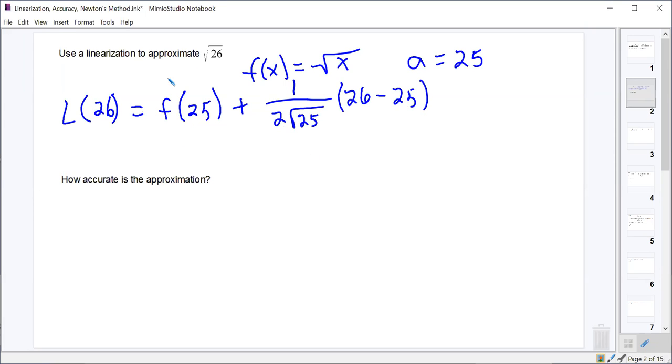Hopefully that's all right. So what's f of 25? What's the square root of 25? Should be 5. And then plus 1 over 2 times 5. So 5 plus a tenth, or 5.1. And you probably remember last year I was like, that doesn't seem like that great of an approximation for the square root of 26. Like I could have just guessed, oh yeah, maybe it's 5.1. But then when you actually plug it into your calculator, what is the value that you get?